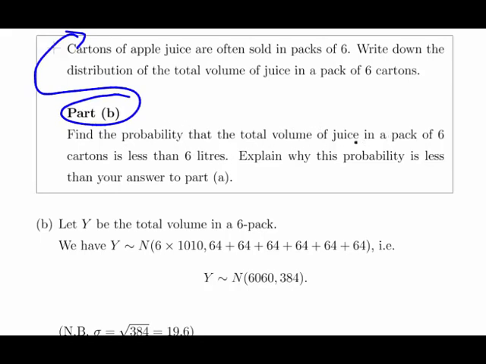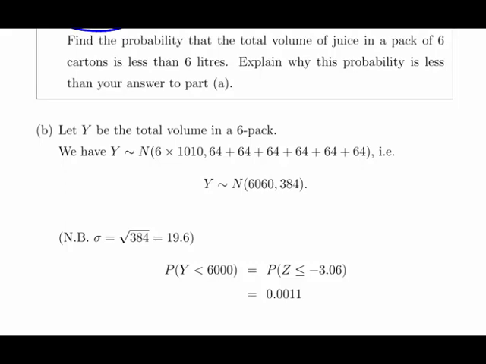Find the probability that the total volume of juice is less than 6 litres, less than the nominal volume. Okay, and why is this less than part A? Anyway, let X be the total volume in a 6-pack. Essentially what we're going to do here is multiply out the means, so we have 6 times the mean of one particular carton, and then we add up the variances. Really, correctly, for a sum of normally distributed random variables, the means are summed up and the variances are summed up.